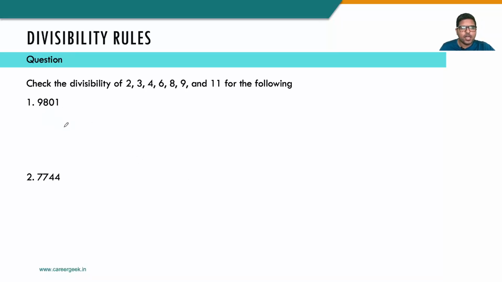Okay, so check the divisibility of 2, 3, 4, 6, 8, 9 and 11. So let's write 2, 3, 4, 6, 8, 9, 11. So it's an odd digit, no even will be divisible. Eliminate straightforward. For 3, what is the sum? 9 plus 8 plus 0 plus 1. So 8 plus 1 is 9, plus 9, 18. 18 is divisible by 3 as well as by 9, right?